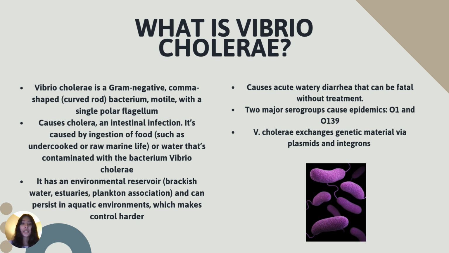It survives extremely well in aquatic environments, such as brackish water and estuaries, and it can attach itself to plankton. Because it has an environmental reservoir, it can be harder to fully eliminate and control. The infection causes acute watery diarrhea, and without treatment it can be fatal due to dehydration. There are two major serogroups that cause epidemics, O1 and O139, and it can exchange genetic material through plasmids and integrons, which become very important for resistance.